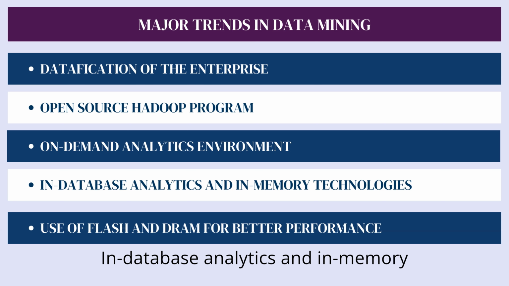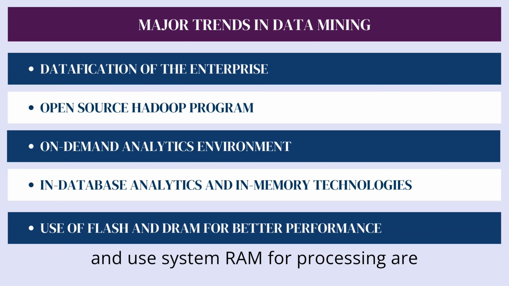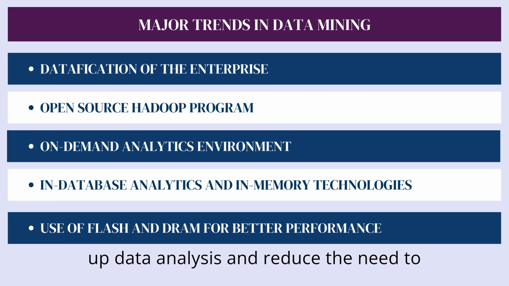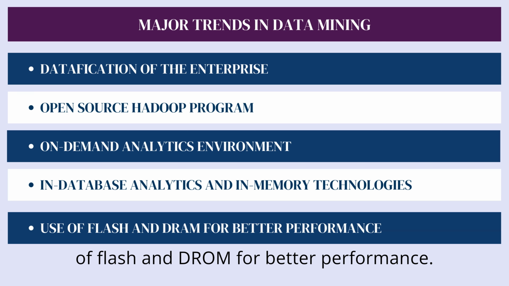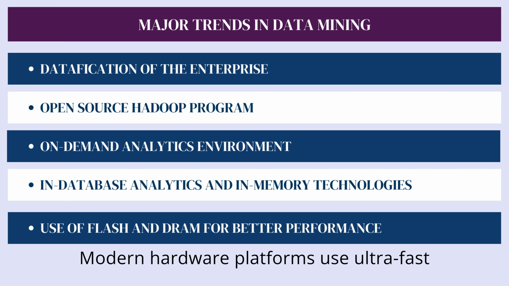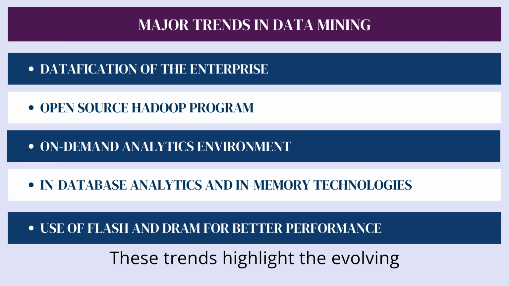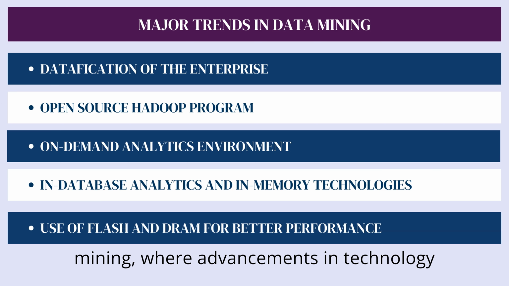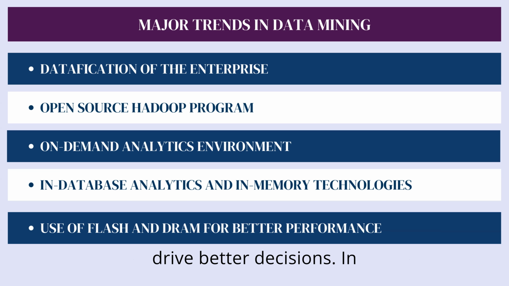In-database analytics and in-memory technologies. Analytics tools that operate directly within the database and use system RAM for processing are emerging. These technologies speed up data analysis and reduce the need to move data between systems. Use of flash and DRAM for better performance. Modern hardware platforms use ultra-fast memory to manage data. This reduces latency and improves performance, especially for large queries. These trends highlight the evolving landscape of data warehousing and data mining, where advancements in technology continuously improve the ways businesses can collect, store, and analyze data to drive better decisions.